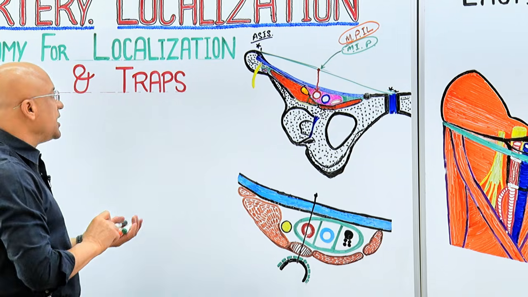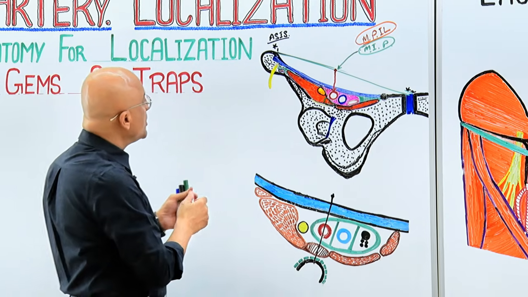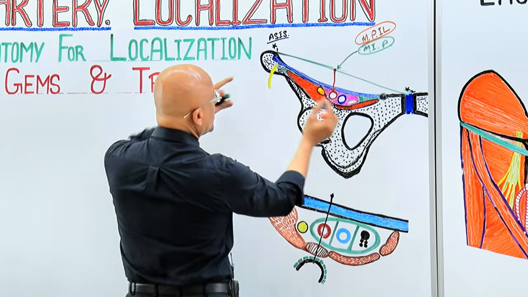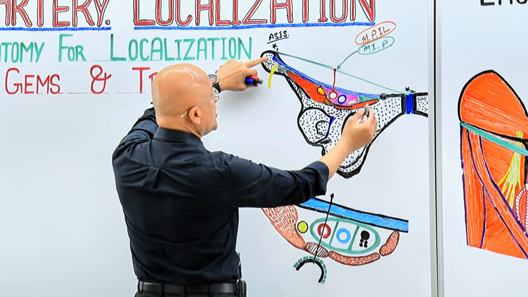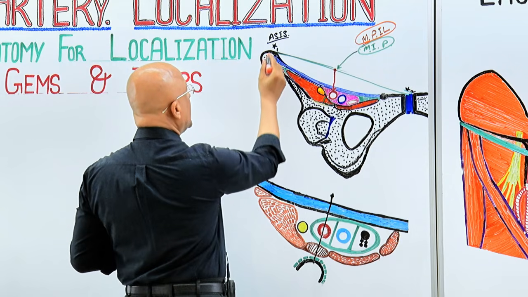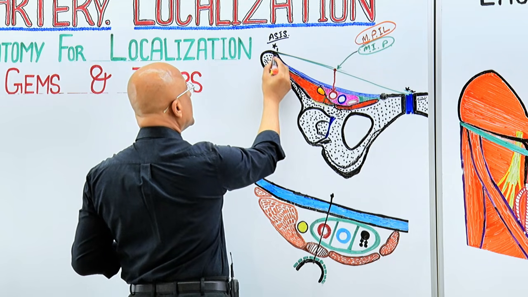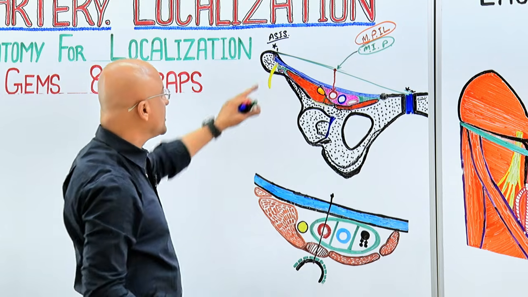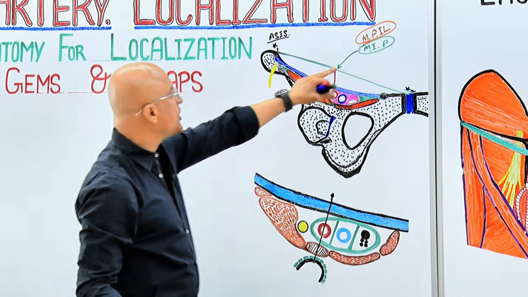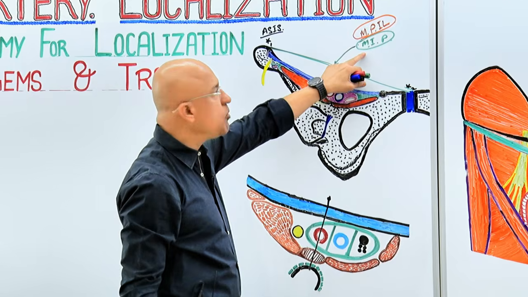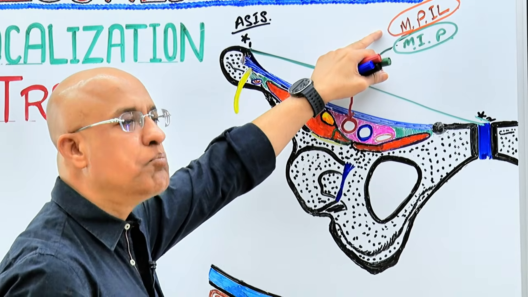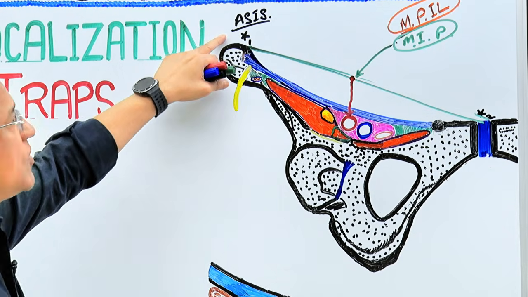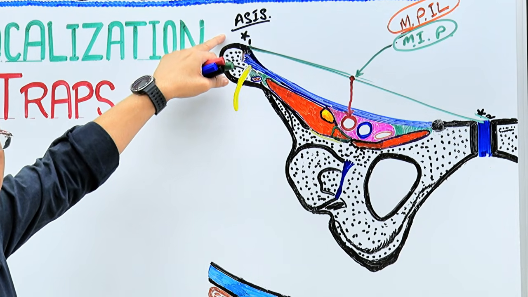Now, what is the midpoint of the inguinal ligament? It is actually the point which is the middle of the inguinal ligament. Now, how to find it? The lateral point is the same, where the inguinal ligament is attached. You take the same bony landmark, that is the anterior superior iliac spine.